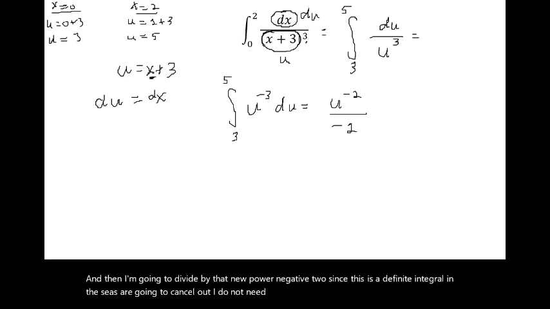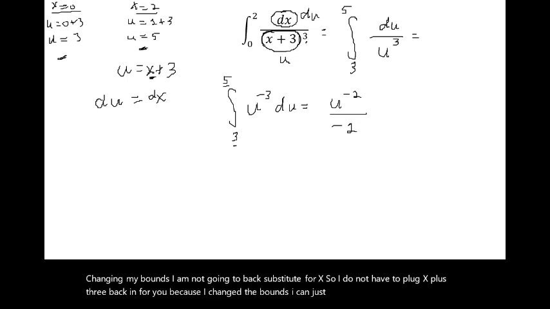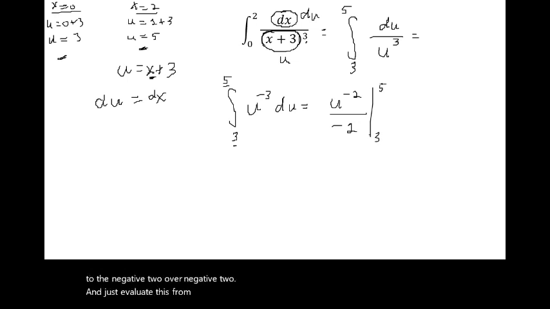C. Now, because I went to the trouble of changing my bounds, I am not going to back substitute for x. So I do not have to plug x plus 3 back in for u. Because I changed the bounds, I can just go from here, from this u to the negative 2 over negative 2, and just evaluate this from 3 to 5.